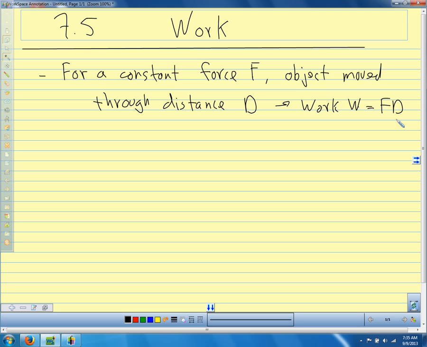So if we're lifting some 50-pound object and we lift it 4 feet above the ground, we're doing 50 pounds times 4 feet, or 200 foot-pounds of work. Near the surface of the Earth, we assume that the force is constant.